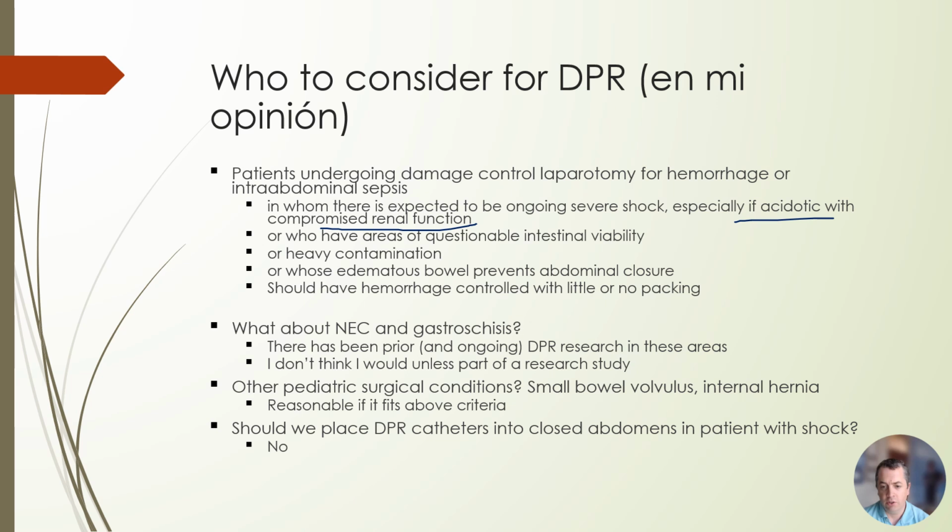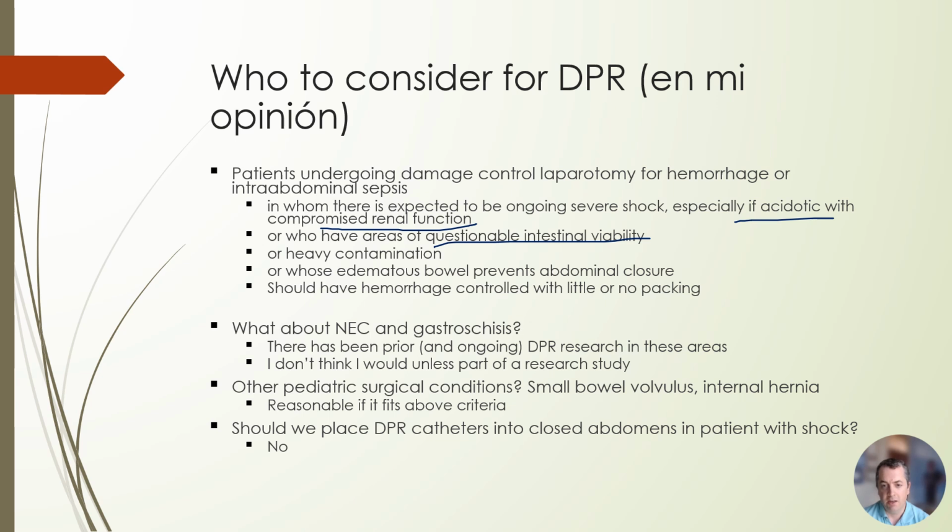If they have areas of questionable intestinal viability and they're coming out on multiple catecholamines or other agents that will cause splanchnic vasoconstriction, this is one way possibly where you might be able to reverse some of that and have improved mesenteric blood flow if you have questionable areas of viability, for example, after a midgut volvulus.